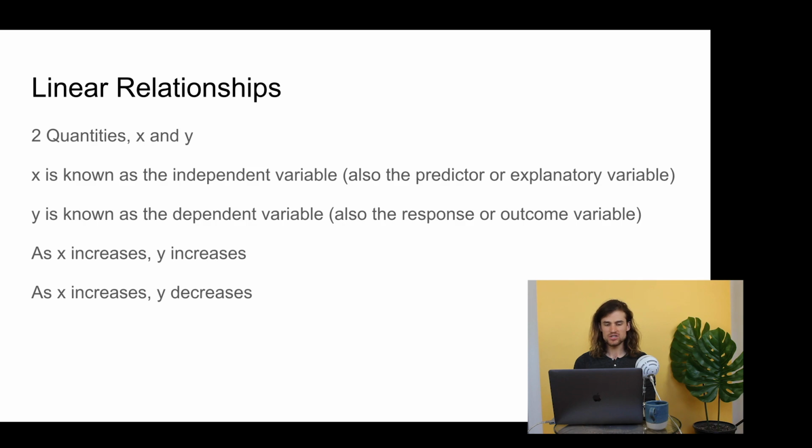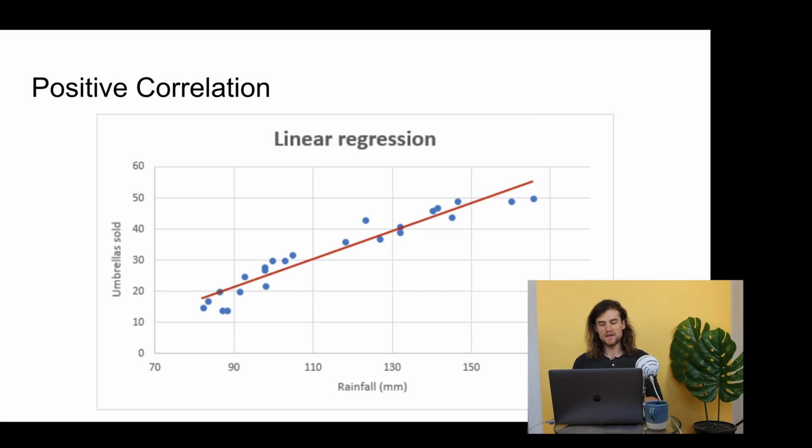Now, linear relationships relate two quantities, x and y. X is known as the independent variable, also known as the predictor or explanatory variable, and y is known as the dependent variable, also the response or outcome variable. Okay, so let's look at an example here. We saw an example here. Here's another one that I found on Google.